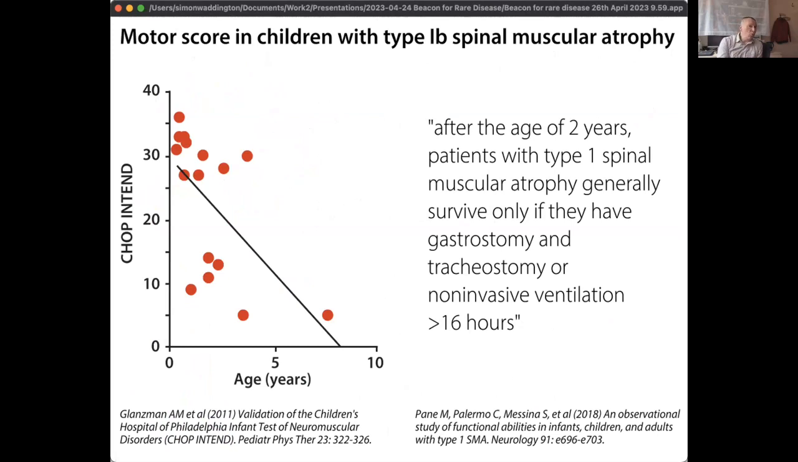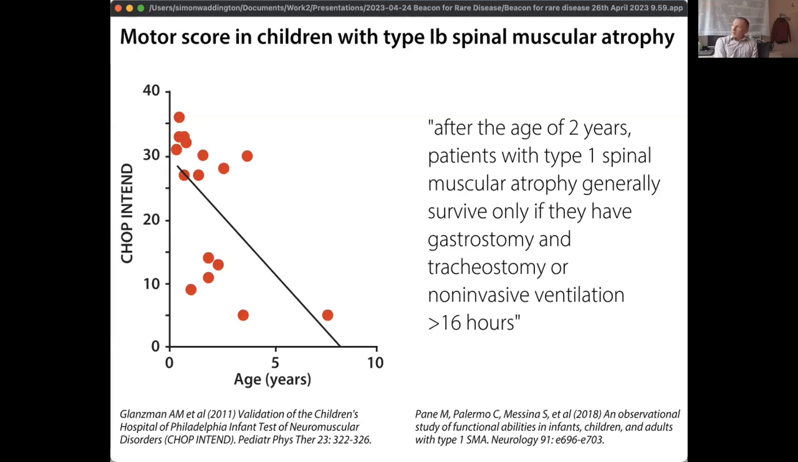And their motor score will decline over time, and many infants with type 1 will not live beyond 2 years of age. And generally those who do survive will have a gastrostomy or a tracheostomy, or they will have 16 hours of non-invasive ventilation a day. So it's a pretty dismal disease.